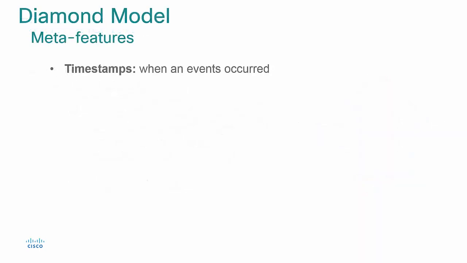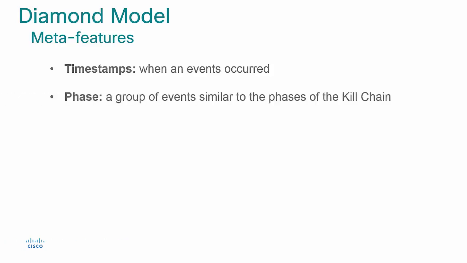We also have some additional meta features that exist within the diamond model. They are timestamps, which relate to when the event occurred, and this includes start and stop time. Phase is a group of events similar to the phases of a kill chain. The diamond model, though, does not assume that there will always be 7 phases to an attack, and leaves it up to the intrusion analyst to determine what phases an adversary is using. Result is the post-condition of the adversary's operation. This may not always be known, but can be modeled by selecting success, failure, or unknown.